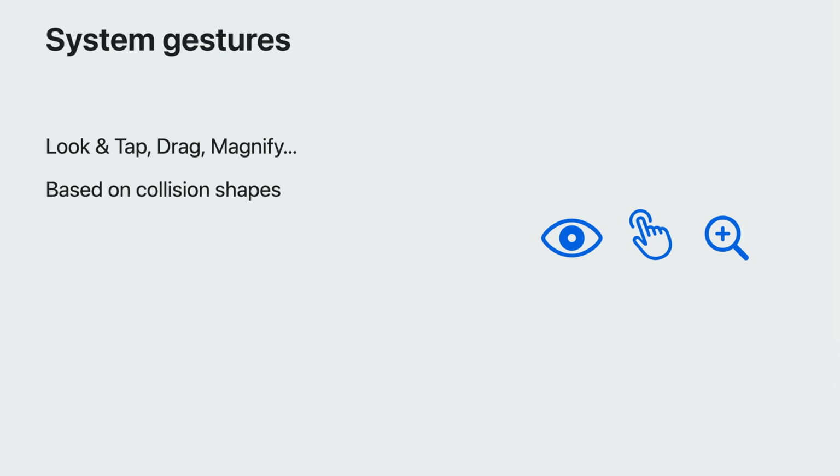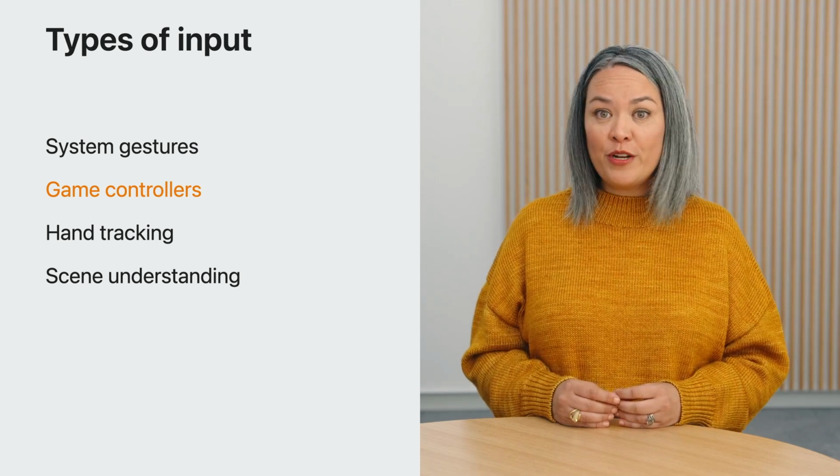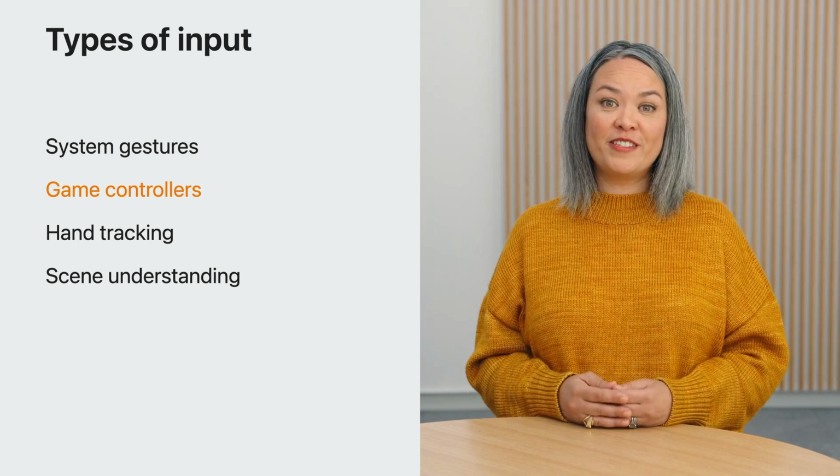To make the gestures work on your objects, they need to have both a collision component, which provides the collision shape, as well as an input target component, which marks them as interactable. Spatial input can feel pretty magical for players, but you have other options for game input too, even game controllers.